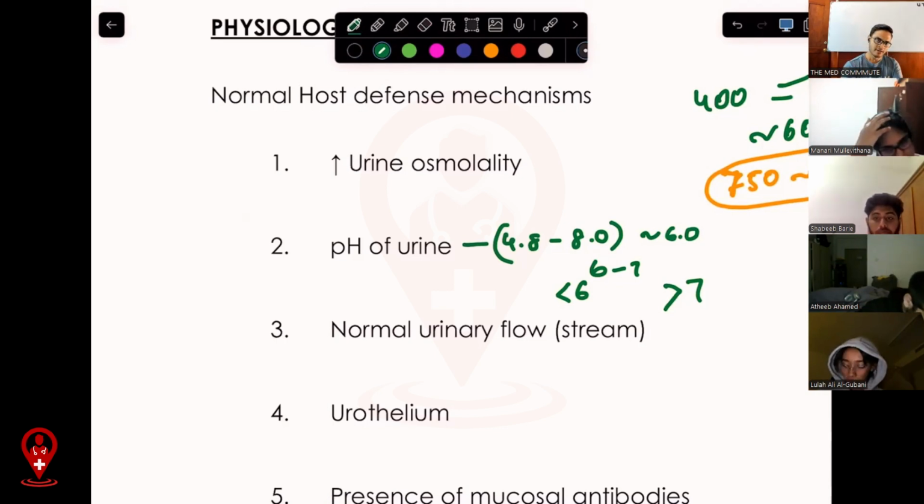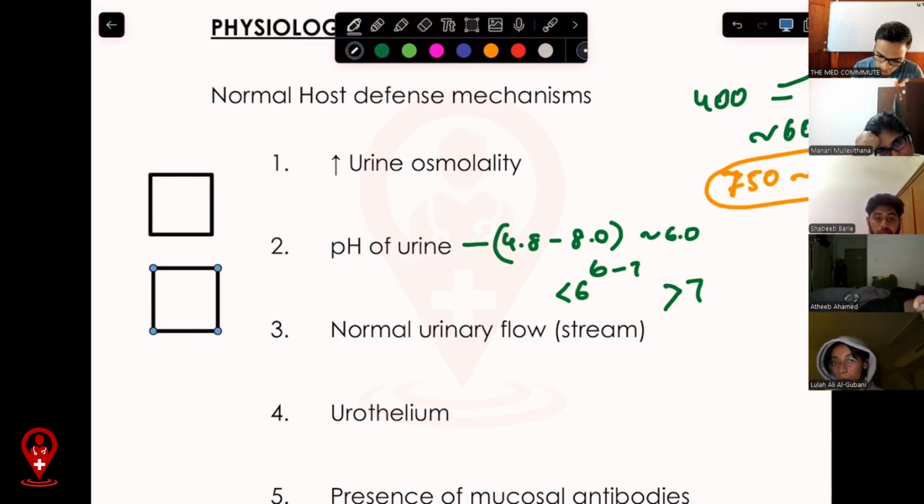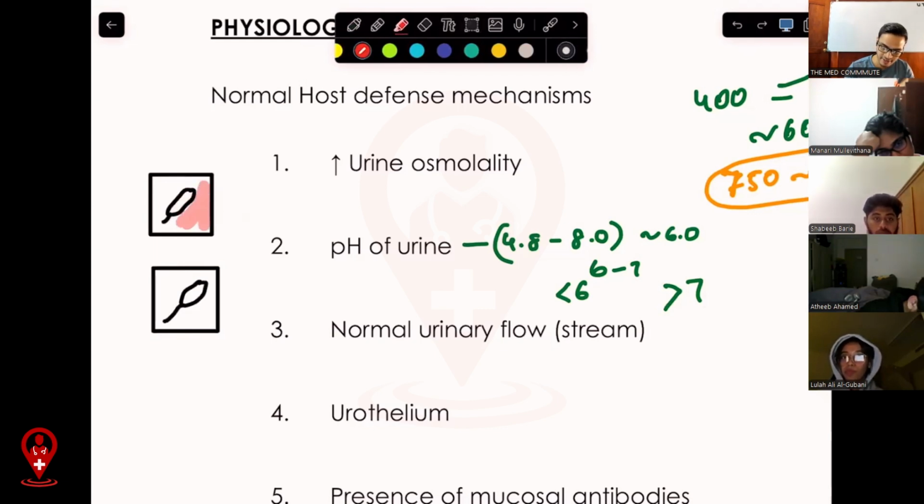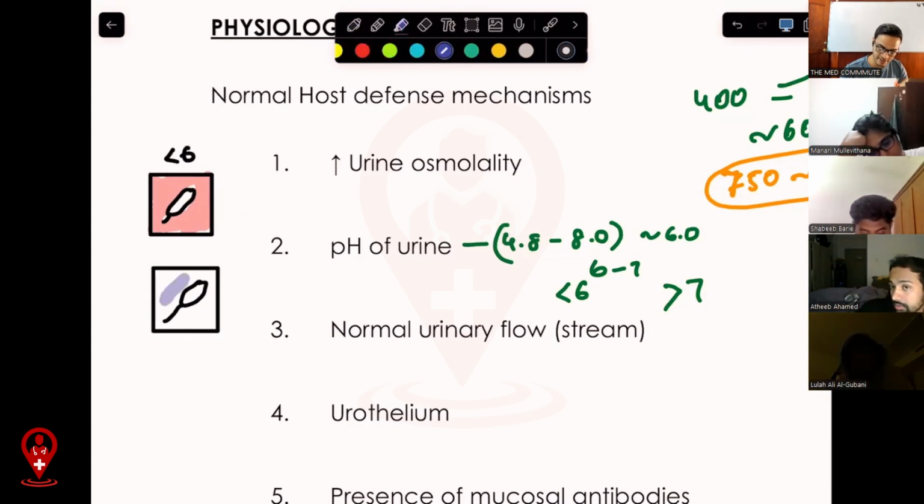If we take a look at what is happening here, you can draw something like this. Let's draw two boxes and put a pathogen inside one, and another inside the other. I'll color one red. This is a little bit acidic urine, pH less than 6. The next one I'll draw a little bit basic, pH greater than 7. These are the pHs that the bacterium doesn't like.